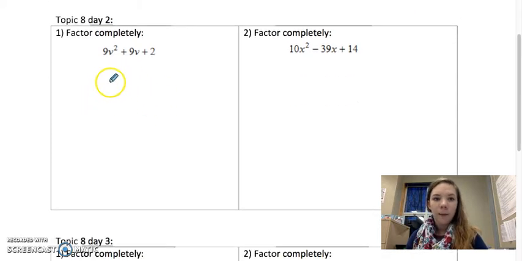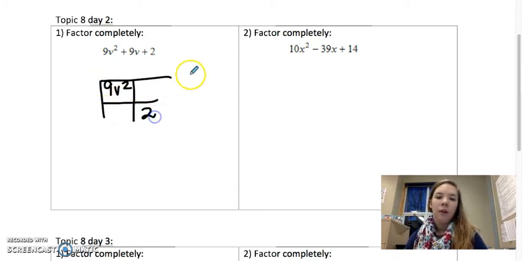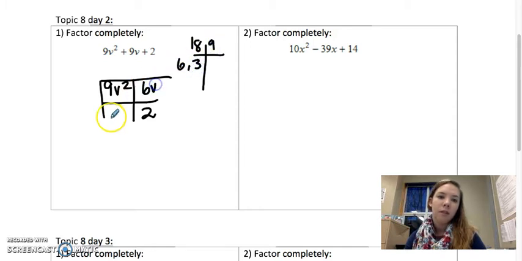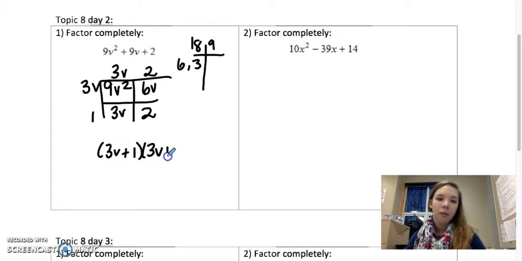All right, same idea. I'm going to have to split that middle term. So I want factors of 18 that add to 9, which would be 6 and 3. So I'm going to use 6v and 3v. So I have a common factor of 3v. The only common factor here I have is 1. And I have 3v and 2. So this would be 3v plus 1 and 3v plus 2.